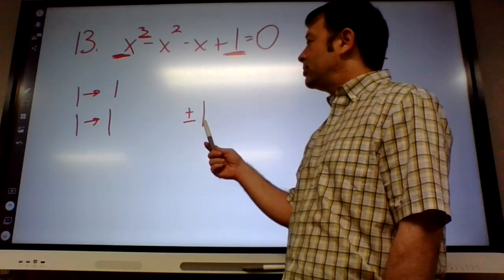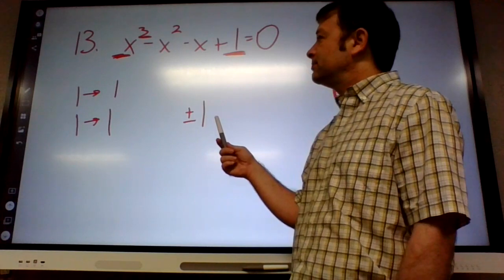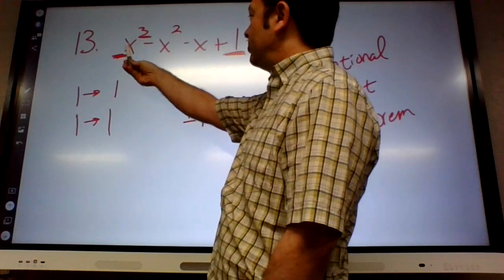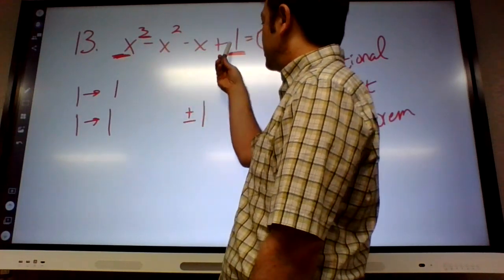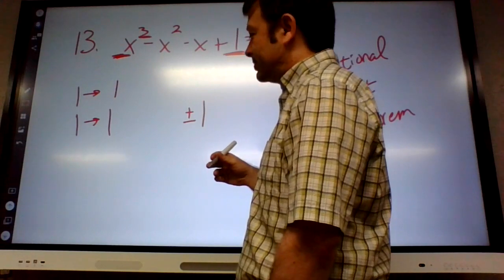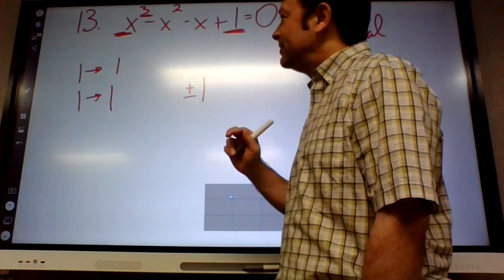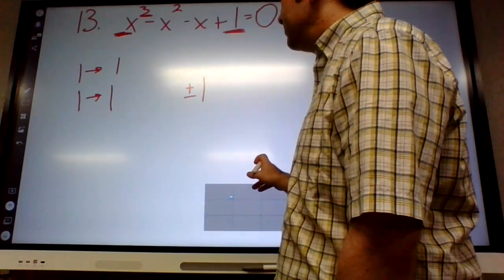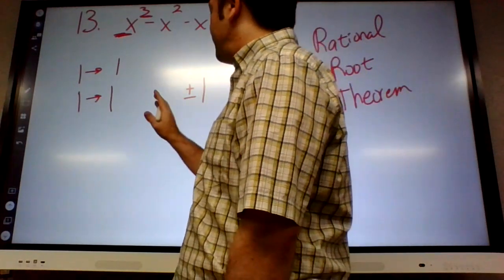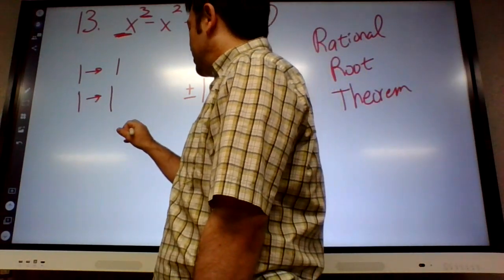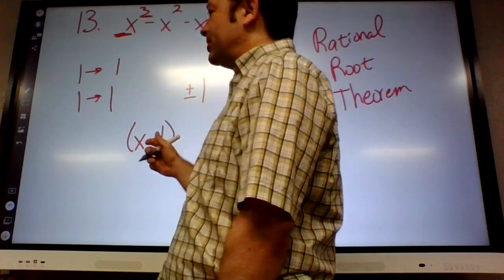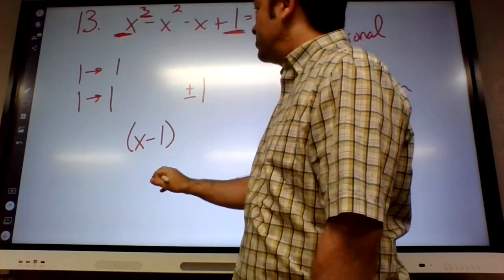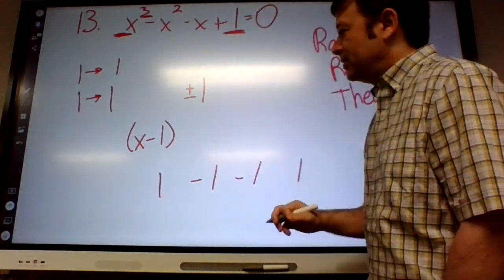So how can I tell if 1 is an answer or negative 1 is an answer? Plug it in. So if I plug in 1, I get 1 minus 1 minus 1 plus 1. Does that equal 0? Yeah, that does equal 0. So if 1 is a root, and it is, what that tells me is x minus 1 is a factor. So what I'm going to do is divide this polynomial by x minus 1.